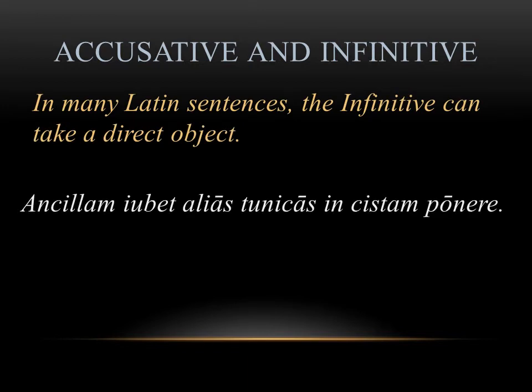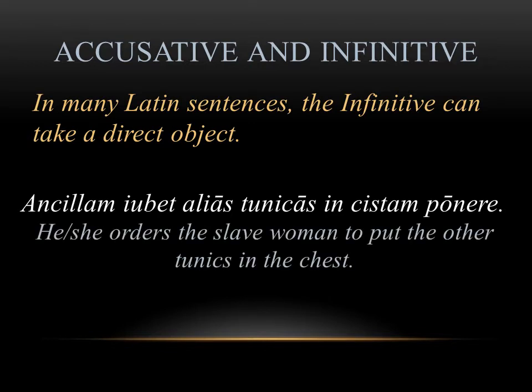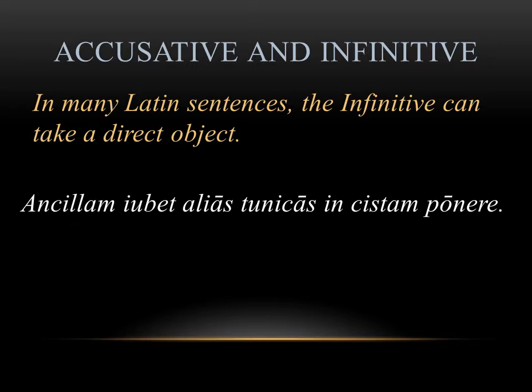So let's look at an example sentence. Ancillam iubet alias tunicas in cistam ponere, which means he or she orders the slave woman to put the other tunics in the chest. So the first thing we want to do here is mark it up for its core elements. And to start, we're looking for the main verb, the verb that's not in the infinitive. And we can find it here with iubet, which means he or she orders. Since it's our main verb, we mark it with a V.